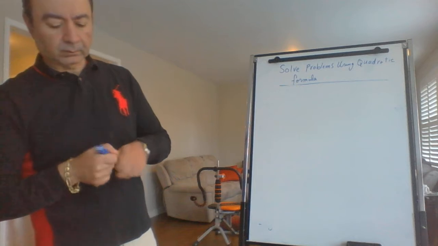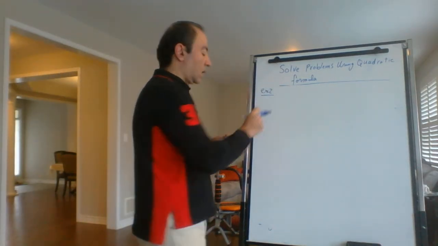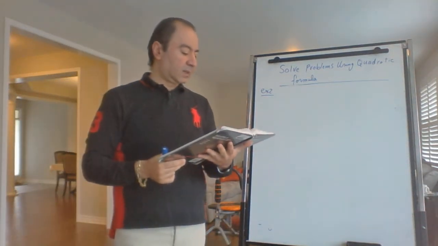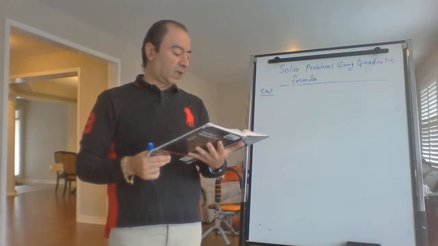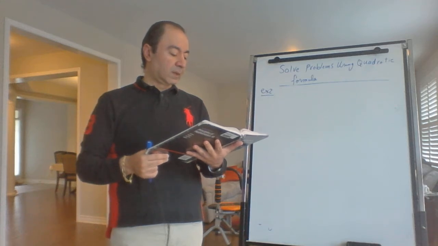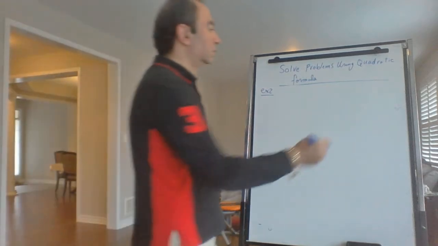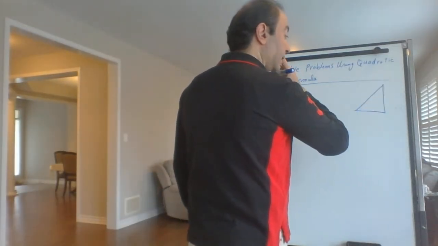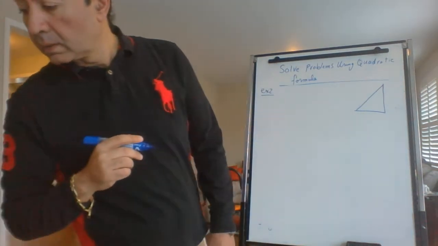Example 2. Example 2 says one leg of a right triangle is 1 centimeter longer than the other leg. The length of the hypotenuse is 9 centimeters greater than the shorter leg. Find the lengths of the three sides. So we have a right triangle. One leg is one bigger than the other leg.